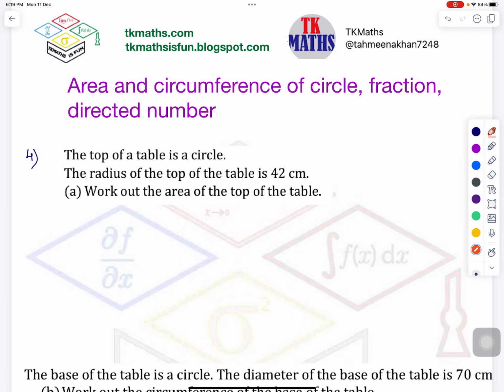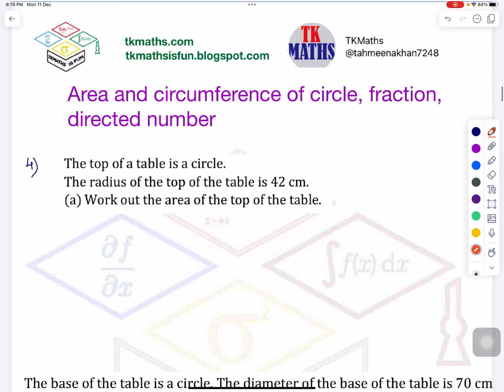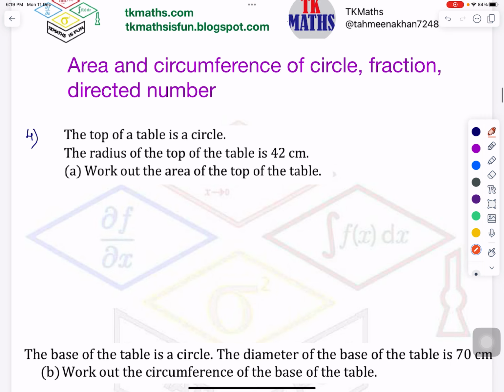In today's video, we will solve three concepts of year 7 and 8. In the previous video, we have solved square root, cube root. The link you will see in the description below. So let's start with this question.